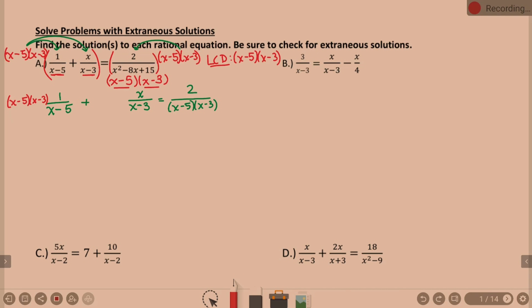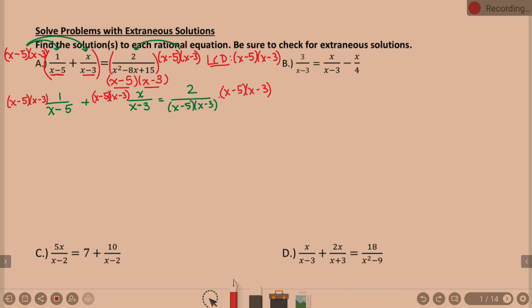So multiply the first term, I'm going to multiply the middle term by x minus 5 times x minus 3, and I'm going to multiply my last term by x minus 5 times x minus 3. And again, I'm not going to say you have to write that step out big and long like that, but it's a good teaching tool for me right now in the beginning.